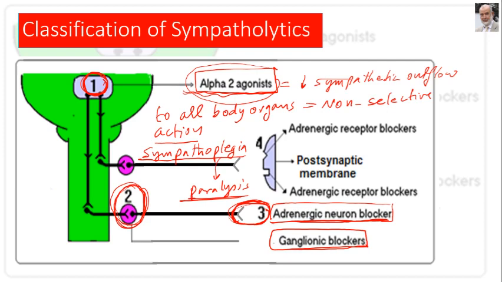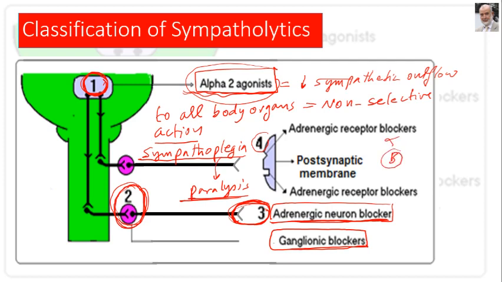Group 1, alpha-2 agonists. Group 2, ganglionic blockers. Group 3, adrenergic neuron blockers. And these three groups produce paralysis of the sympathetic activity to all body organs. That's why they are known as sympathoplegics. Okay? The fourth group acts on the adrenergic receptors, on both synaptic adrenergic receptors, whether they are alpha or beta.